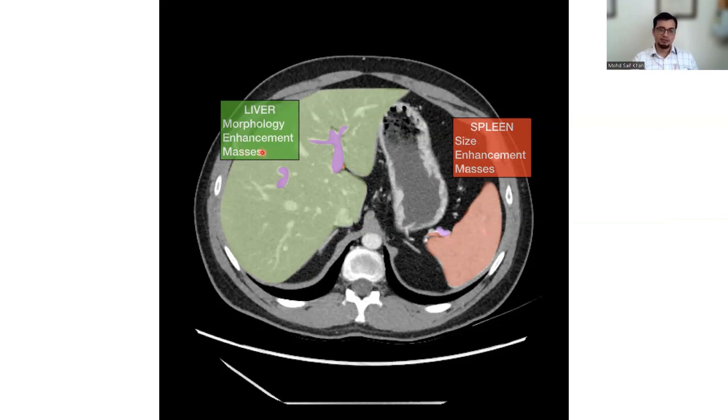And on the right side, you can see the liver, which you must examine for enlargement, enhancement, any mass inside, any fluid inside, any cavity. And also the lining of the liver should be examined. This is the smooth line.